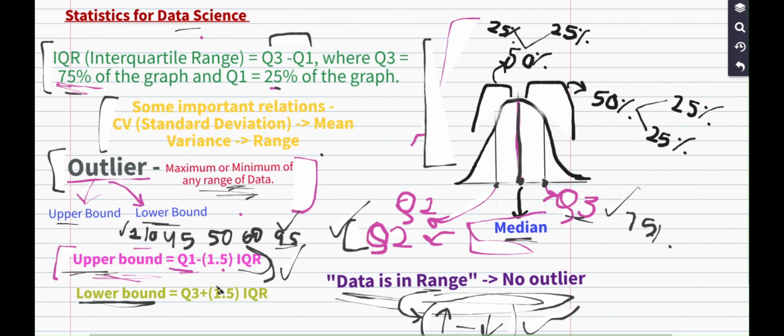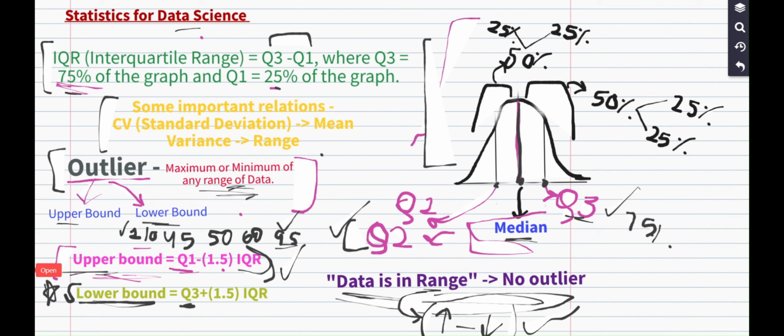That will be done with the help of IQR. If I say that the outlier is upper bound, that will be equal to Q1 minus 1.5 into IQR, right? But if I say that the outlier is lower bound, what will that mean? That it is simply Q3 plus 1.5 into IQR.